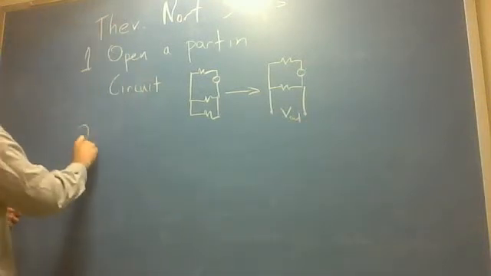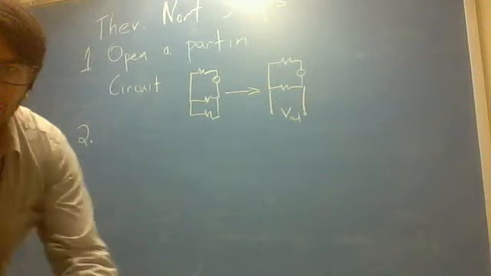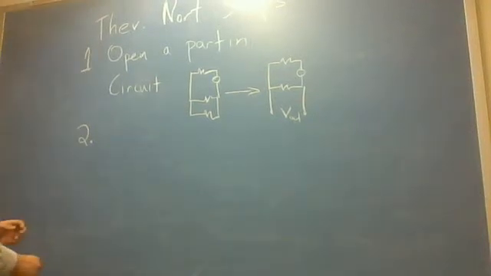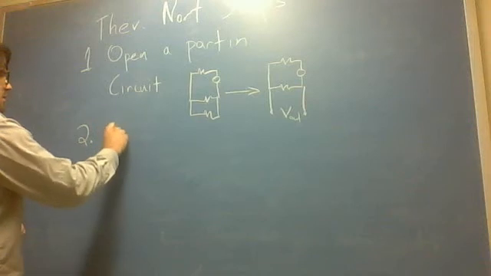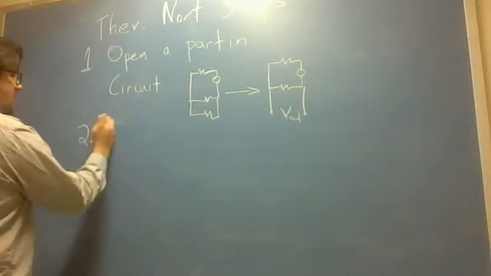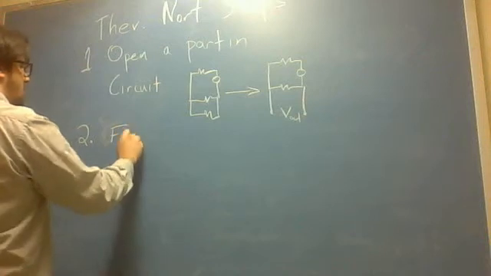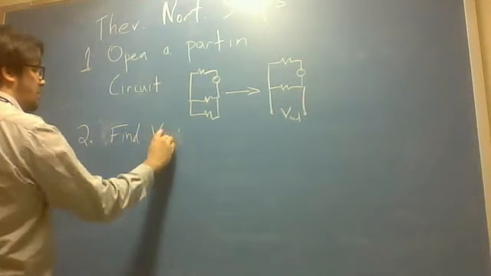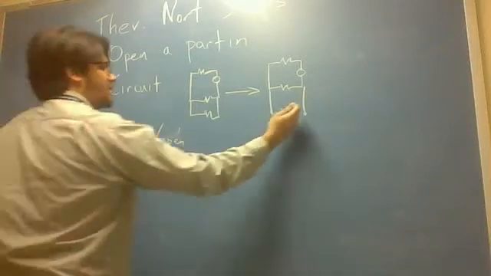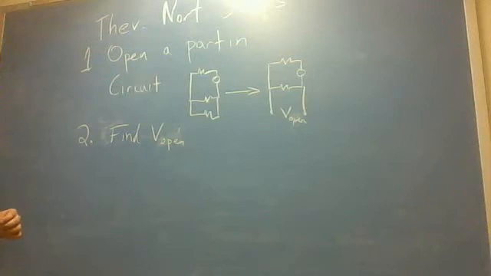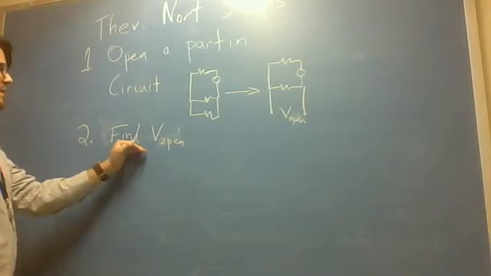And so then the second step is to find, or actually label, or it doesn't really matter, you could just say find V out, or call it V open. This is V open. Alright? So that's the second step.